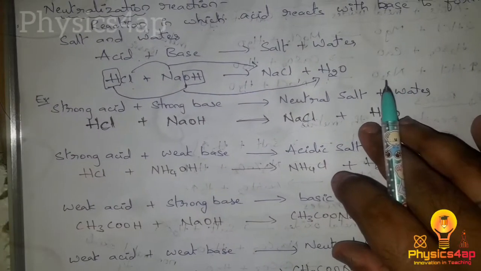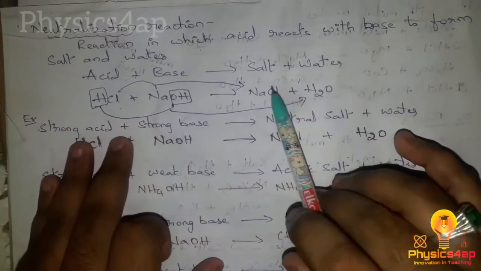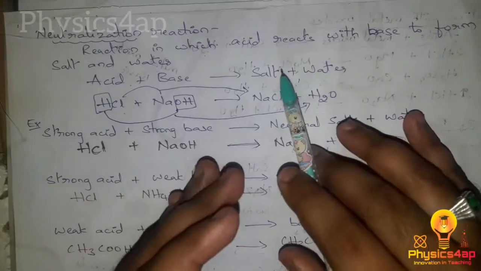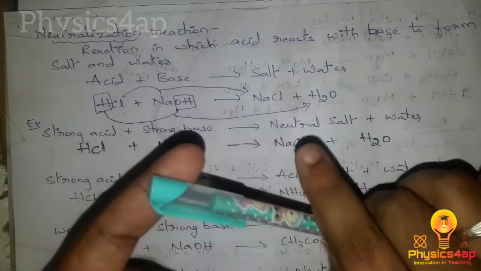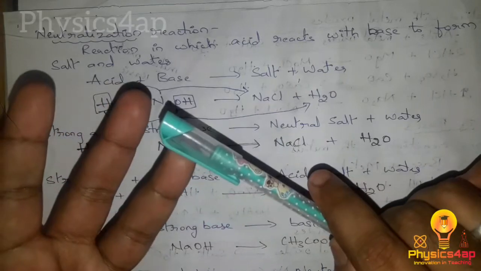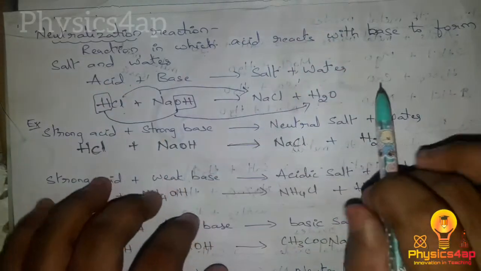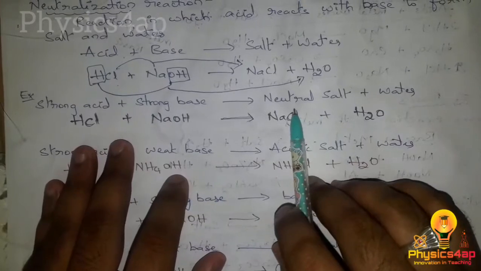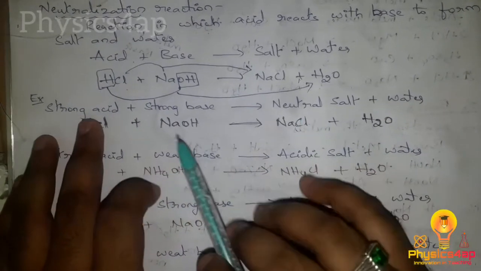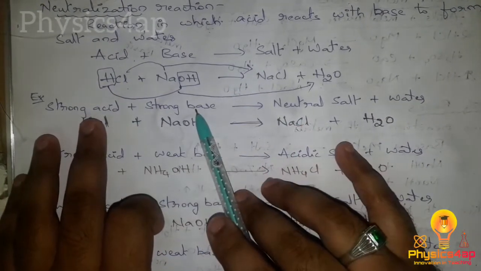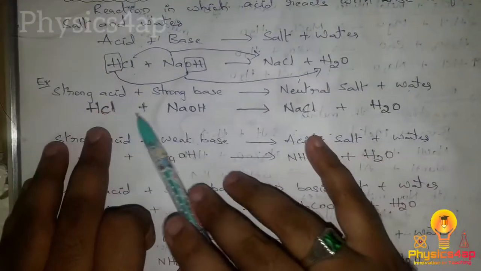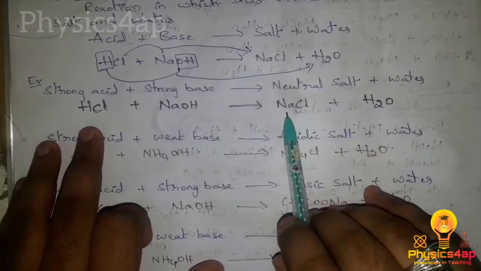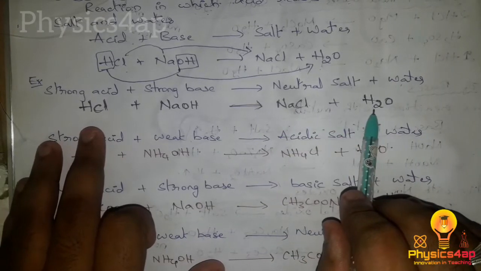And when we see the neutralization reaction, we get a salt. But salt is also of three types: a neutral salt, an acidic salt, and a basic salt. Let us see how those are formed. A neutral salt can be formed when we have a strong acid as well as a strong base. So we get neutral salt plus water, that is HCl plus NaOH gives us NaCl plus H2O.